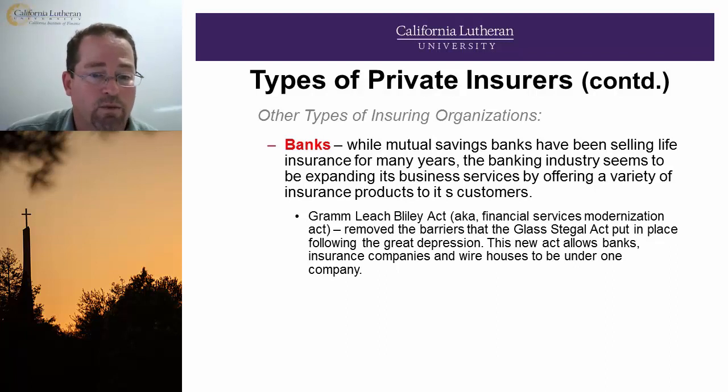And we have banks. While mutual savings banks have been selling life insurance for many years, the banking industry seems to be expanding its business of services by offering a variety of insurance products to its customers. The Gramm-Leach-Bliley Act, also known as the Financial Services Modernization Act, removed the barriers that the Glass-Steagall Act put into place following the Great Depression. This act was passed about 2000, so about a decade old now, but it allows banks, insurance companies, and wirehouses to be under one company.